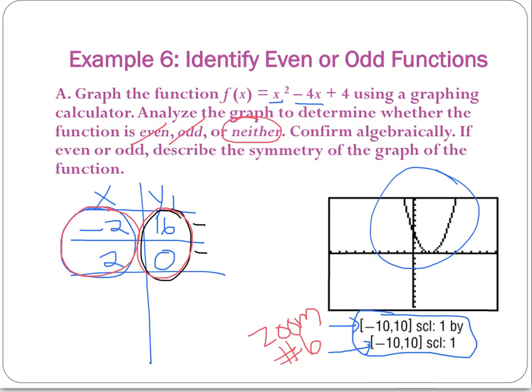Now, when I say confirm algebraically, we confirmed numerically using a table of values. So I can use this table to say why the function is not even or odd. It's because these opposite x values do not give me either the same y value or opposite y values.